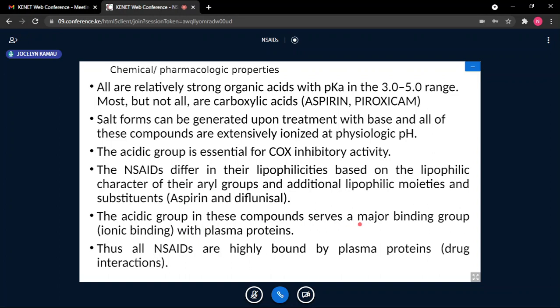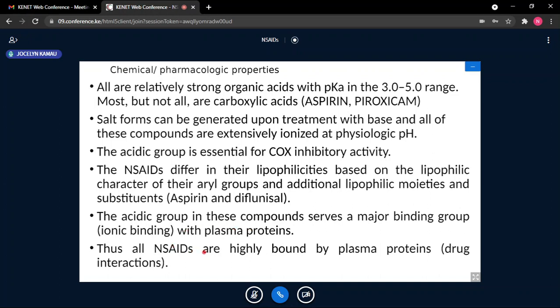The acidic group in these compounds serves as a major binding group, ionic binding with plasma proteins, and that is why, like the salicylates, salicylates cause a lot of allergic reactions, because that acidic group in these compounds, like carboxyl, the anionic group, can bind the plasma proteins. If it binds the plasma proteins, it triggers allergic reactions because you form the allergen, triggering the allergic reaction. And that is why, for salicylates, you must be very careful who you give those drugs. Even ibuprofen, you must be very careful. You cannot give them to people who are susceptible to them, or who have issues with allergenicity.